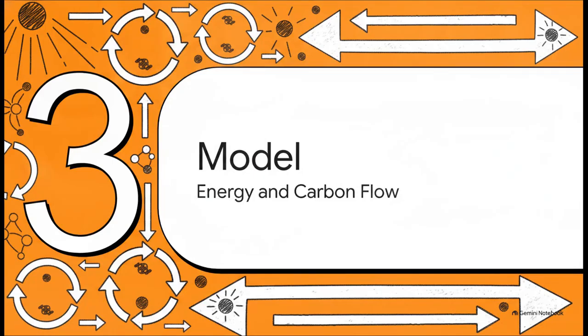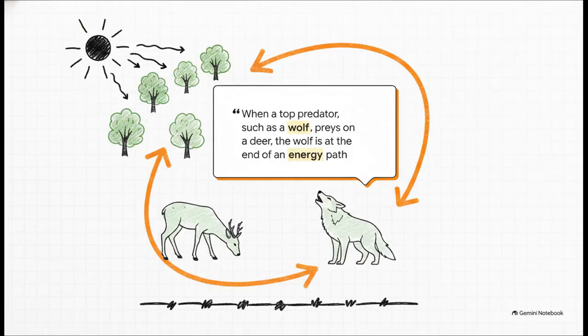Okay, Section 3, Model, Energy, and Carbon Flow. Before we break down the science any further, I want you to internalize this really powerful quote from the source text. It says, "When a top predator, such as a wolf, preys on a deer, the wolf is at the end of an energy path that went from nuclear reactions on the surface of the sun to visible light to photosynthesis to vegetation to deer and finally to the wolf." I mean, wow, that is the unbroken chain of energy transfer.